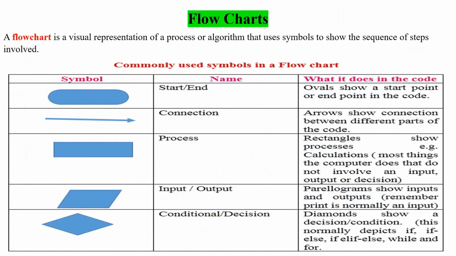A flowchart is a visual representation of a process or algorithm that uses symbols to show the sequence of steps involved. Here are some symbols used in a flowchart. Ovals show a start point or end point in the code. Arrows show connection between different parts of the code. Rectangles show processes, for example, calculations. Parallelograms show inputs and outputs. Diamonds show a decision or condition, for example, if else, while and for.